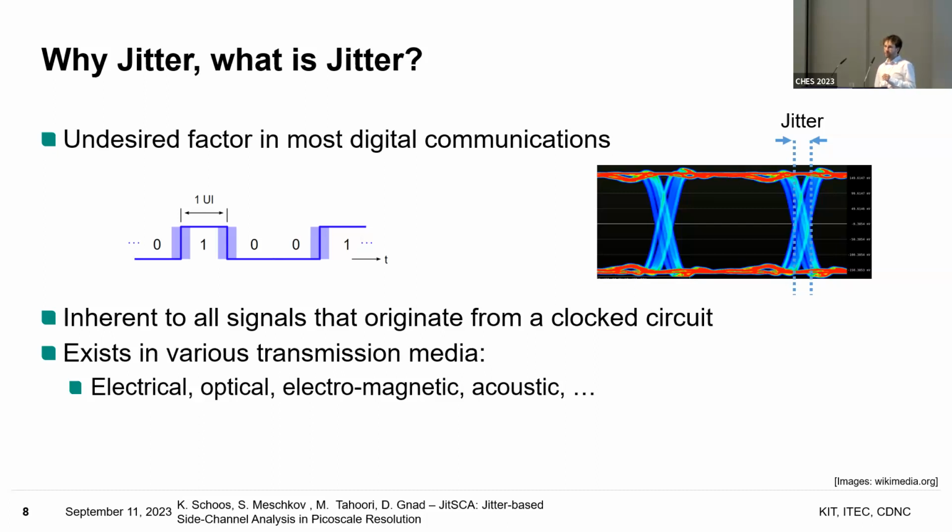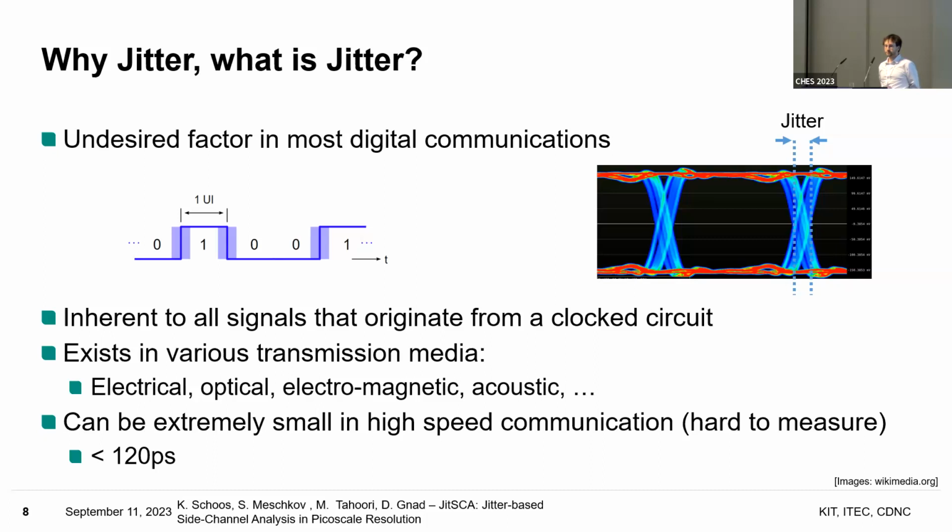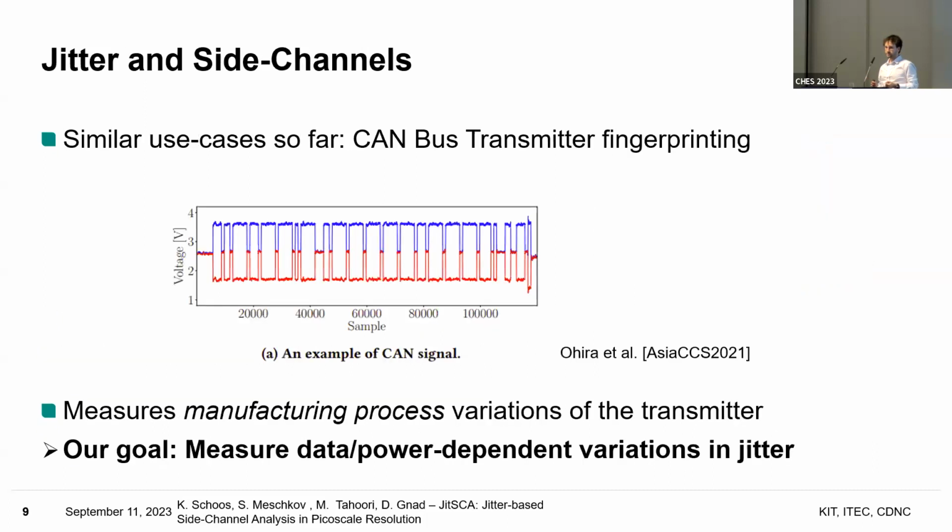And this exists actually in various transmission media. We see it in direct electrical channels. We see it in optical transmission. It can even exist in electromagnetic or acoustic signals. And it can be an extremely small quantity, so it can be very hard to measure. It can be something below 120 picoseconds. It's just some random number here, just that you get an idea of it. This was roughly what we saw in our experiments. Typically, it was even smaller. So if you have some measurement that is slower, you wouldn't even be able to see this kind of jitter.